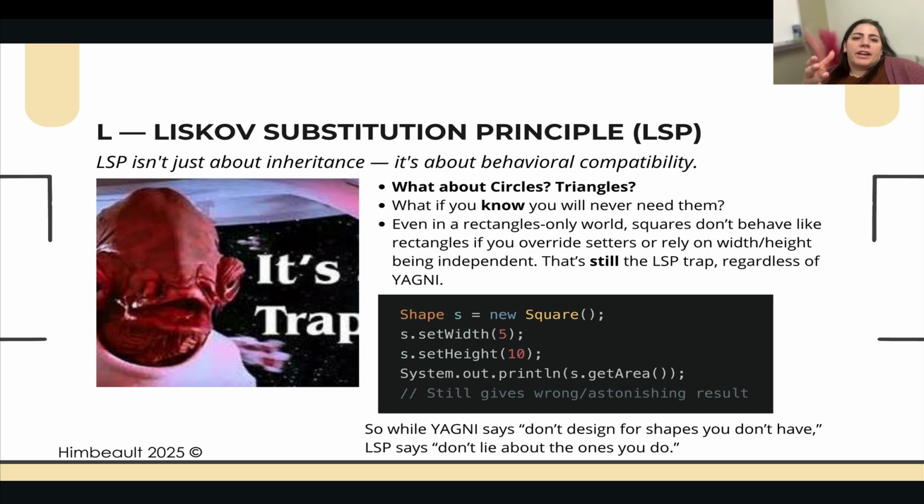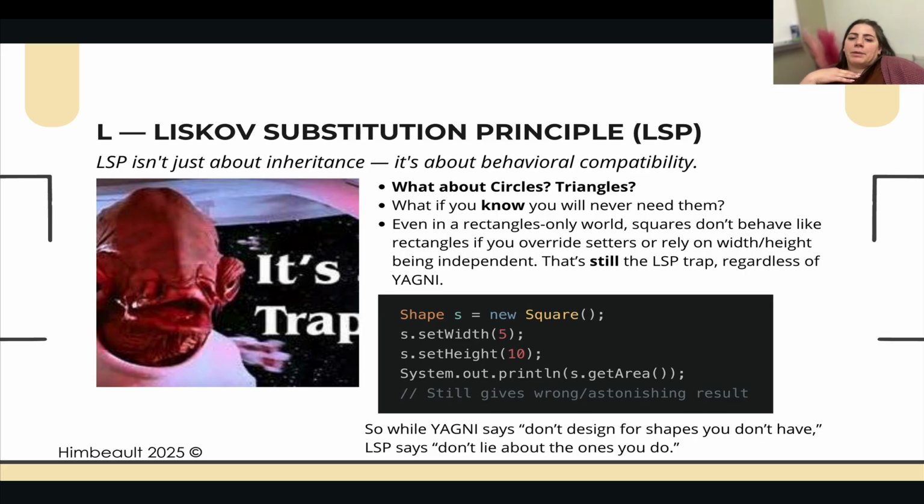right? All of a sudden, if we wanted to add in circles or triangles, what's going to happen, right? So what if you know you're never going to need them? Even in a rectangle-only world, as we saw, squares don't behave like rectangles. If we have to override our setters or rely on a width and height being independent from each other, that's not a rectangle. That's still going to be the LSP trap, right?